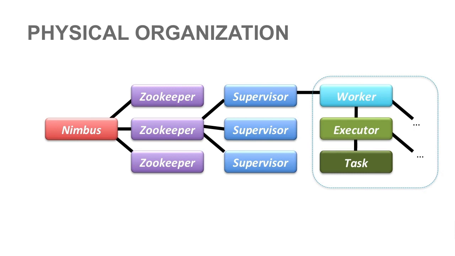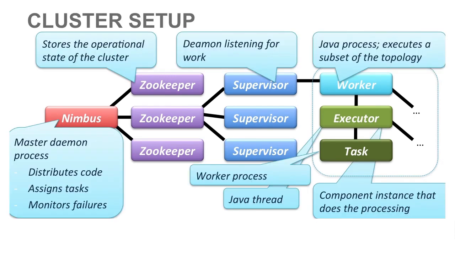The physical organization of a Storm cluster is also interesting. We have a number of parts here. On the left-hand side, everything begins with Nimbus, which is the master daemon process. It distributes the code, assigns the tasks, and monitors failures. We already mentioned that Storm uses Zookeeper for cluster organization. The operational state of the cluster is stored on Zookeeper.